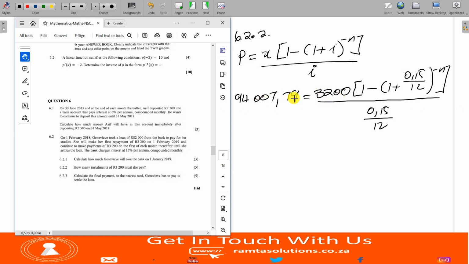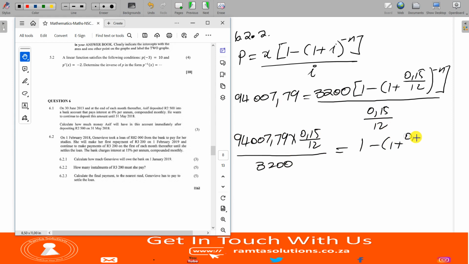so I'm going to do them slowly. You divide 94,006.79 by 3,200. So this you can write as cross multiplication and division. It's 94,006.79 multiplied by 0.15 over 12, and this over 3,200 equals 1 minus 1 plus 0.15 over 12 to the power negative n. Now, this is easier to work with. So let's go.